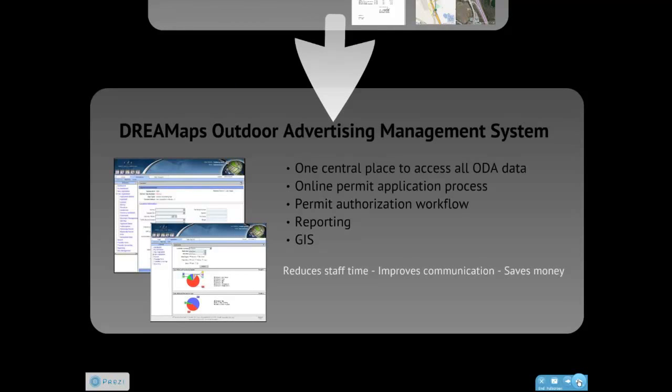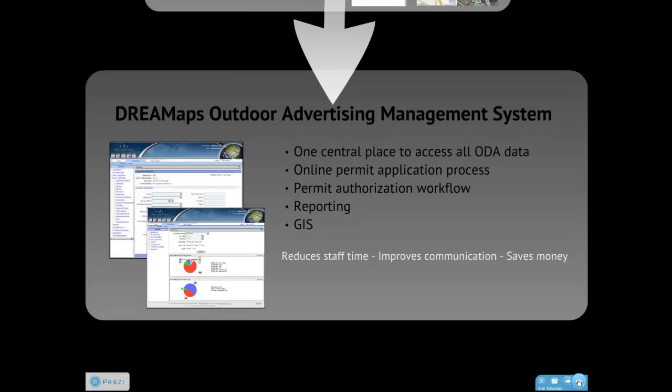So our DREAMaps outdoor advertising management system is what we're going to be showing and what Billy will demonstrate to you today. Some of the key points is the central repository of all the data. So everything is available to you at your fingertips. Anything that you might want to know about a sign, about a permit, including where it is and where it is in relationship to other signs and permits and that sort of thing.